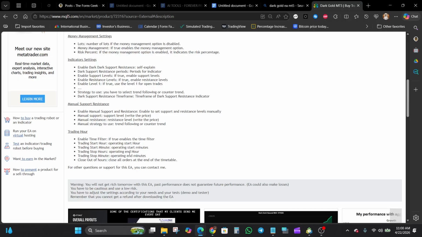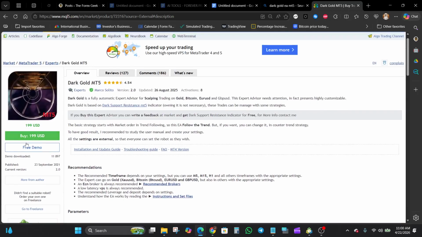Now that we understand how the EA is structured, let's just quickly move into the strategy tester and actually see how it behaves in real market conditions.